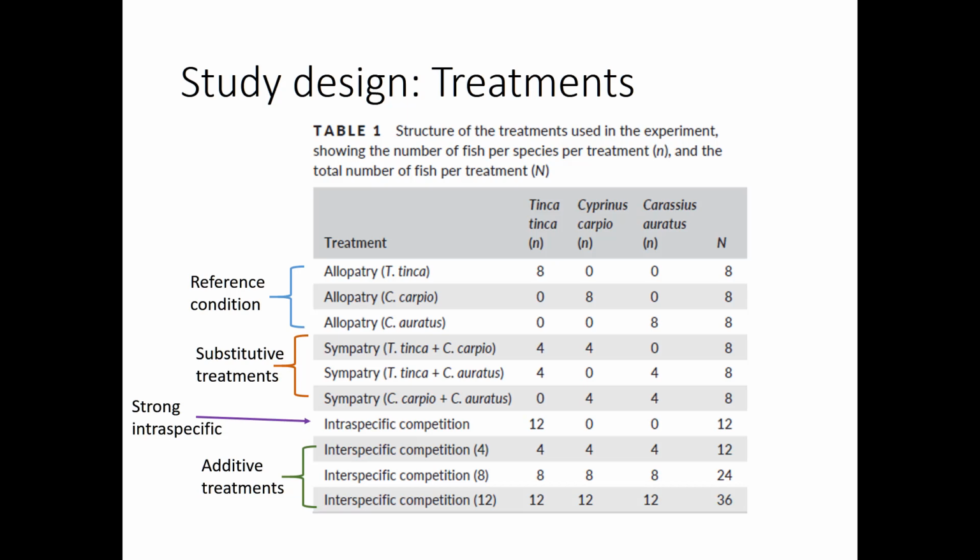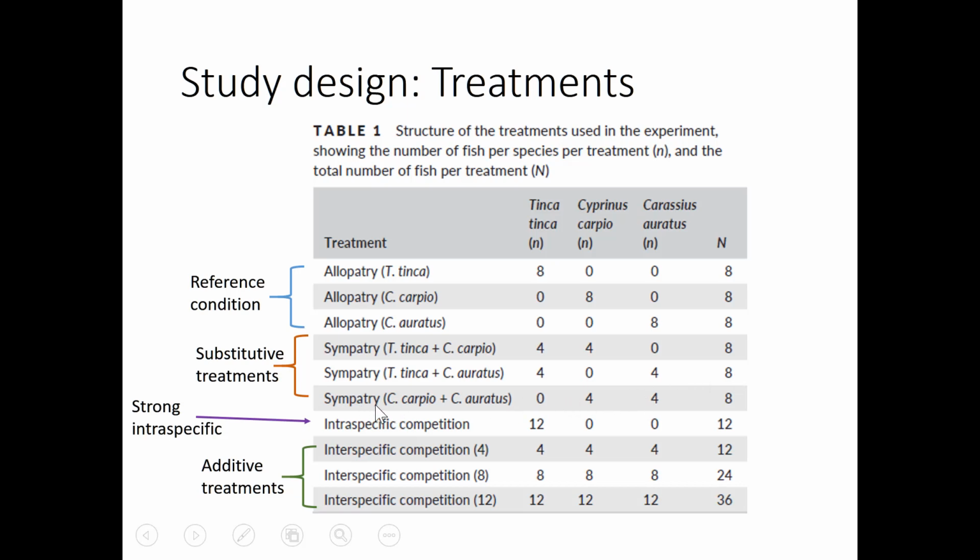Their manipulated treatments involve these things called substitutive treatments. Here we've got 4 individuals of tench and 4 individuals of carp. 4 tench, 4 carp, for a total of 8. So what they've done is they've essentially removed 4 of the individuals here and replaced them with 4 individuals of a competitor. Then they did the same thing by retaining, we'll say, 4 individuals of tench, now 4 individuals of goldfish, for a grand total of 8 individuals.